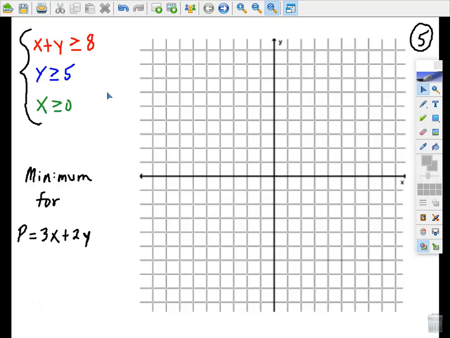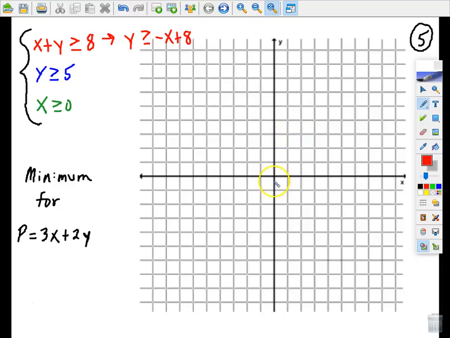I've got the system of constraints given here. And we'll try to color code them so you can maybe keep up with the different lines and how the shading goes. So let's start with this red inequality. It needs to be solved for y. And when we solve for y, we get y is greater than or equal to negative x plus 8.